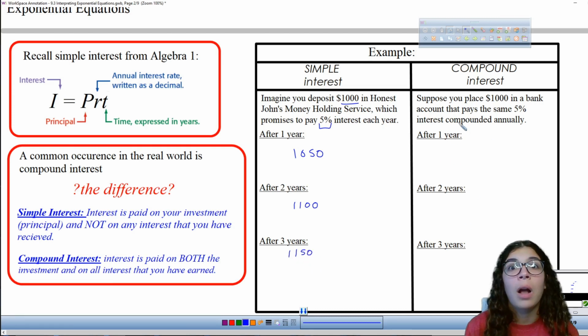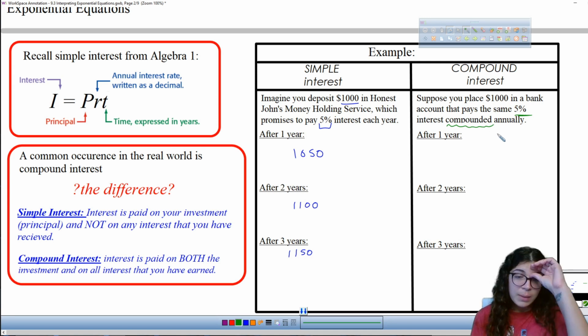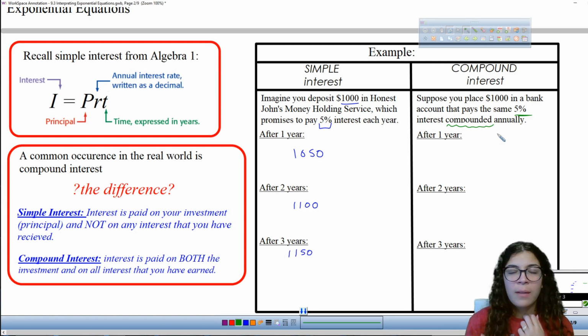Now, what happens in the compound interest situation? Well, let's say you take that same $1,000 and you put it in an account, but this interest is being paid 5% and it's being compounded annually, okay? So you are getting money on not only the $1,000, but whatever is the remaining balance on the account after that year.